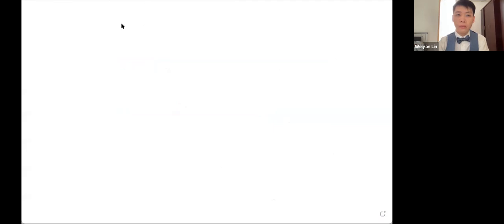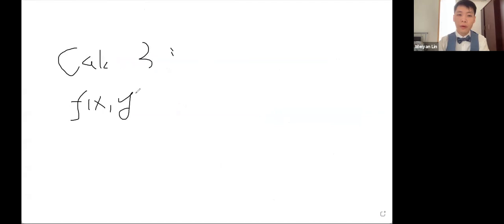All right, so in Cal 3, since now we are dealing with a function with more than one variable, right? So the function f(x,y), let's say we put it into z, right? What does the graph look like?